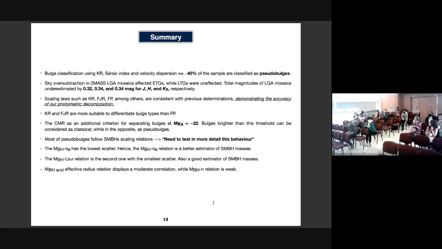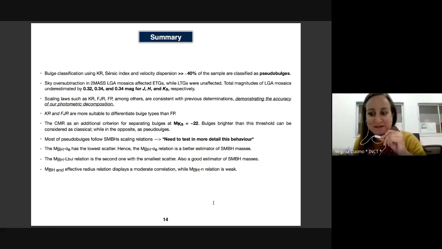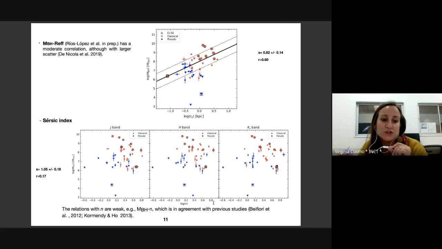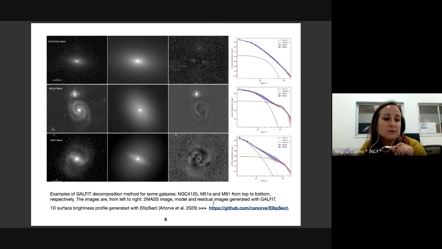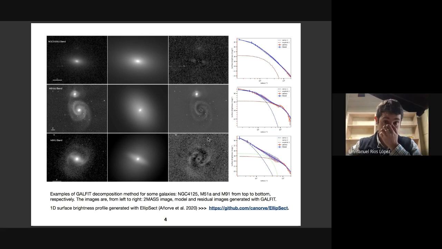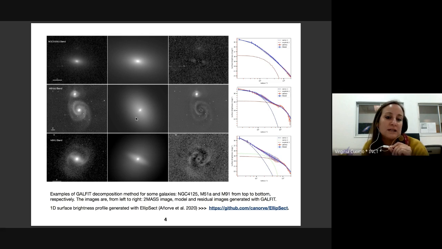Virginia Cuomo: Can you hear me? Yes. I have a question. Thank you for your presentation. In one of your first slides, you showed some of your models coming from the photometric decomposition. In one of the galaxies, I see that it is interacting with a smaller companion. So I was wondering, how do you treat the light of the companion in your photometric decomposition?